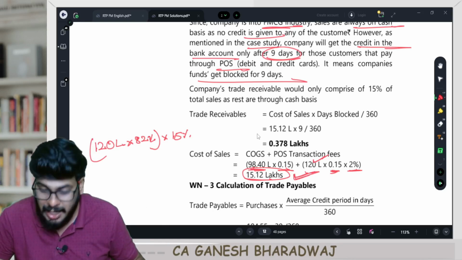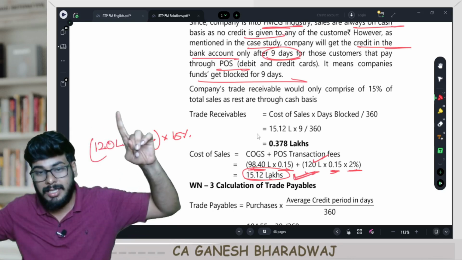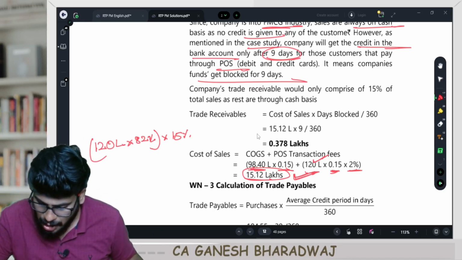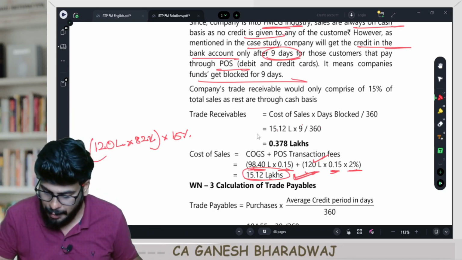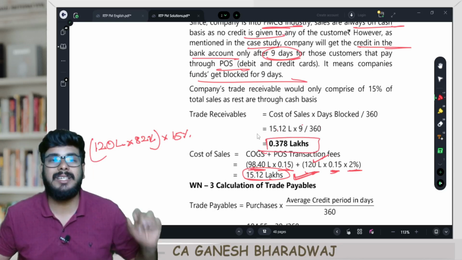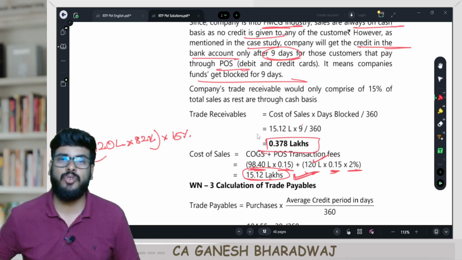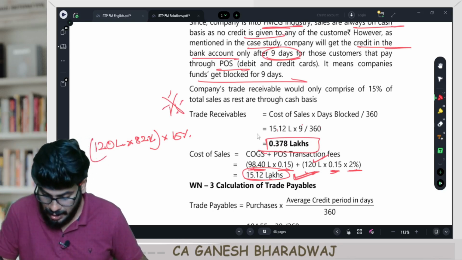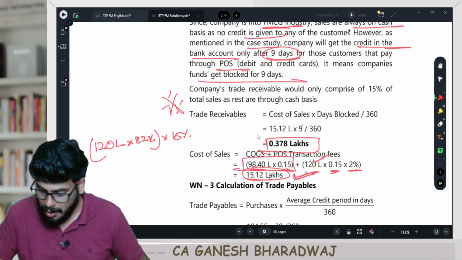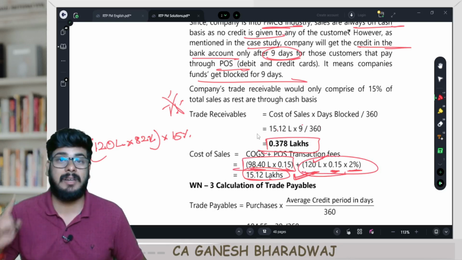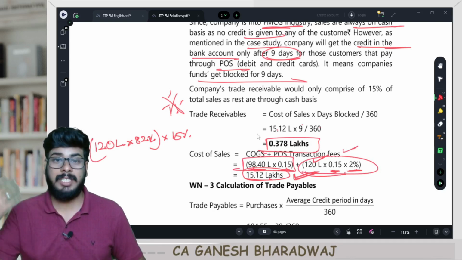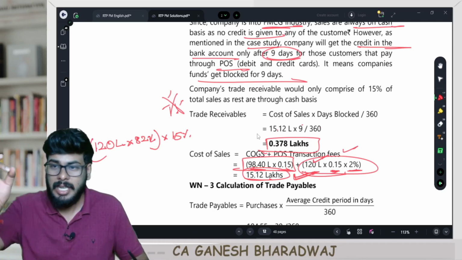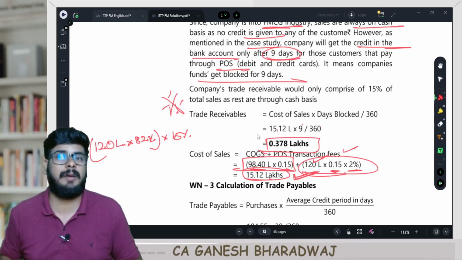Now, this 15.12 lakhs is the cost incurred for the entire year. How much is it going to be for 9 days? 15.12 into 9 by 360, you get 0.378 lakhs. Are you clear with this? Extremely important. This is where students make mistakes. You might have considered this, but the transaction fee is something that many students miss out. So the transaction fee is in relation to a financing item. It's not financing and all, guys. Very simple. It's a part of working capital only.